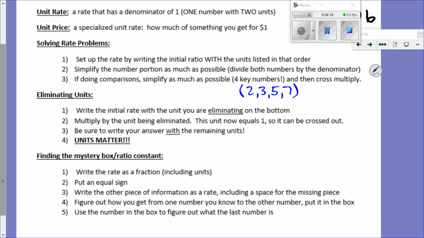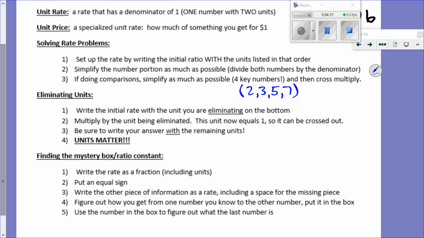Okay, the unit, by having one on top, one on bottom, now becomes 1, so that can be crossed out. Here's your big deal, guys. Because we are doing rates, and rates are all about comparing units, guess what? Your answer must have units on it.